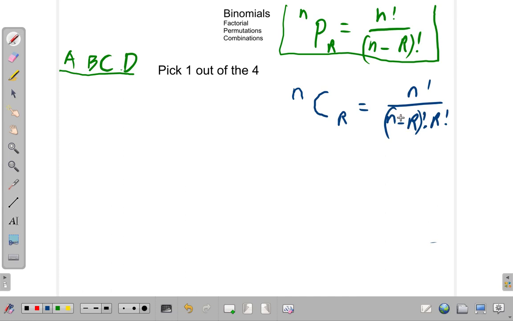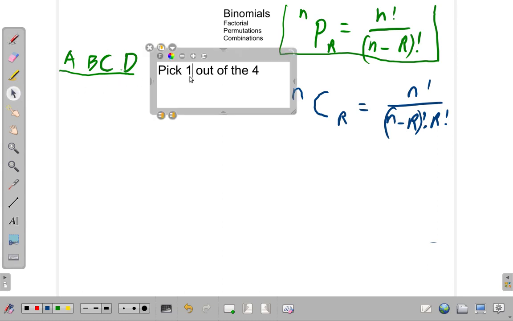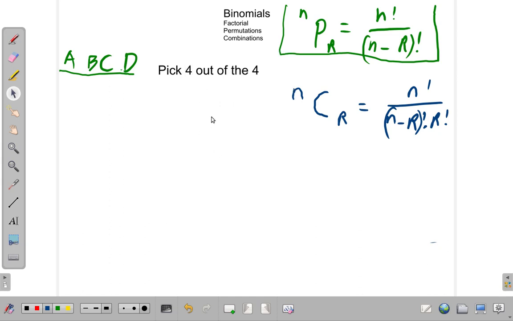We're going to see if this works with a few examples. Let us pick 4 out of 4 items. We're going to look at the permutation and then the combinations. How many ways can you arrange these?